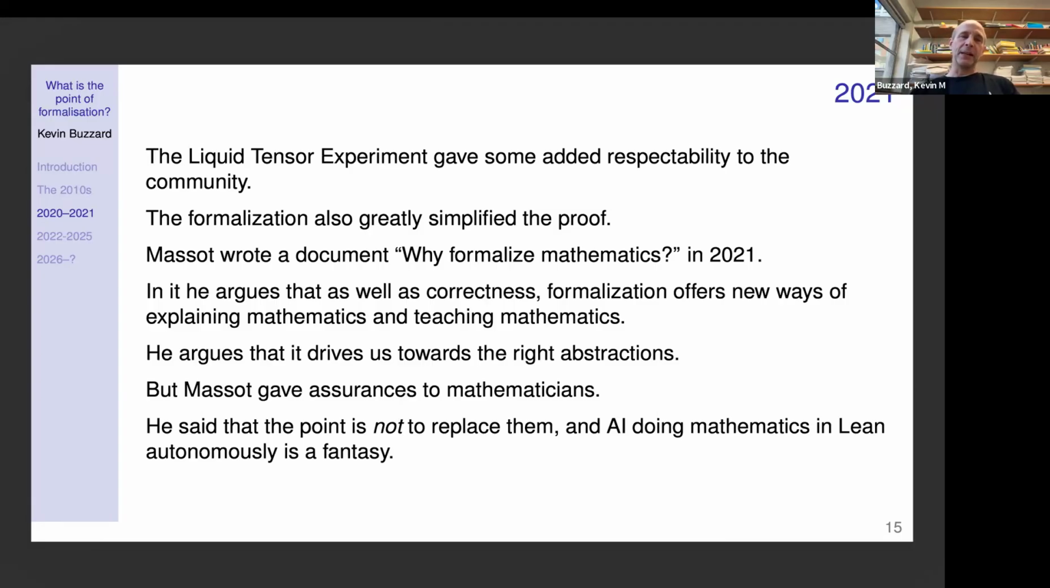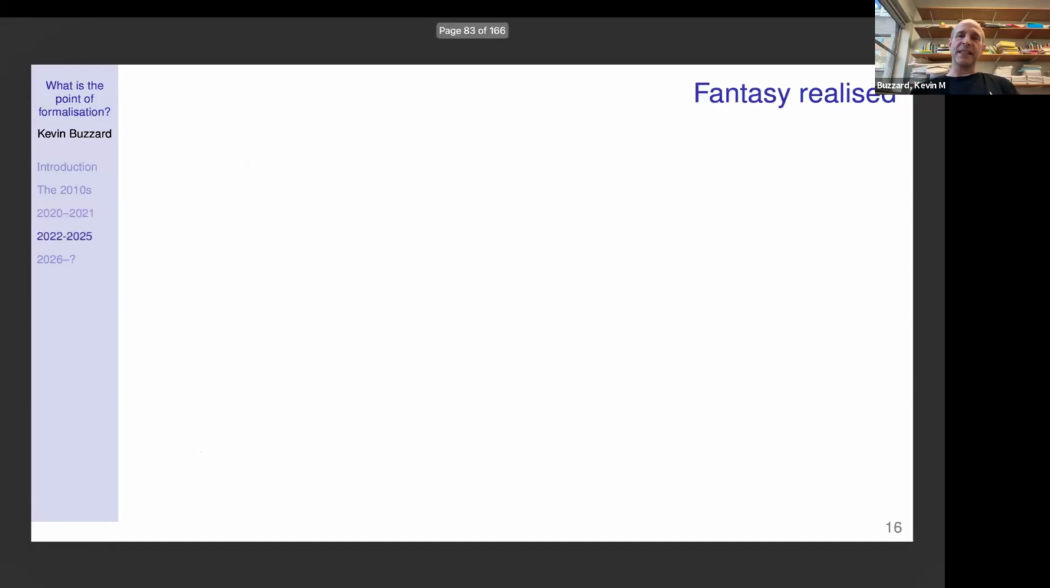So that was 2021, and that's the first half of my talk. That's sort of historical background. And then, of course, the next thing that happens in 2022 is that ChatGPT appears, and all of a sudden, this idea that computers might be doing mathematics instead of humans is suddenly in our face, right?